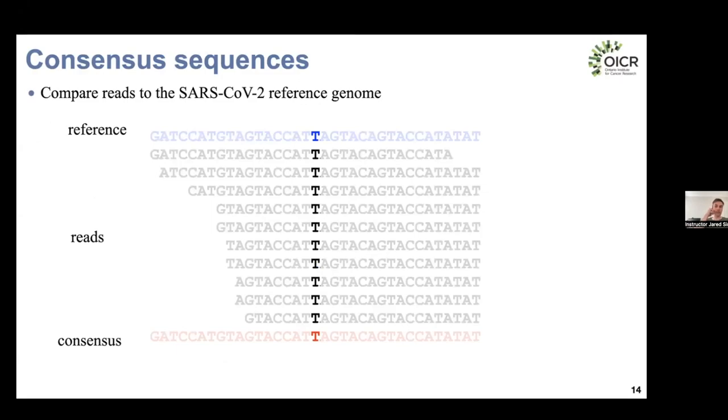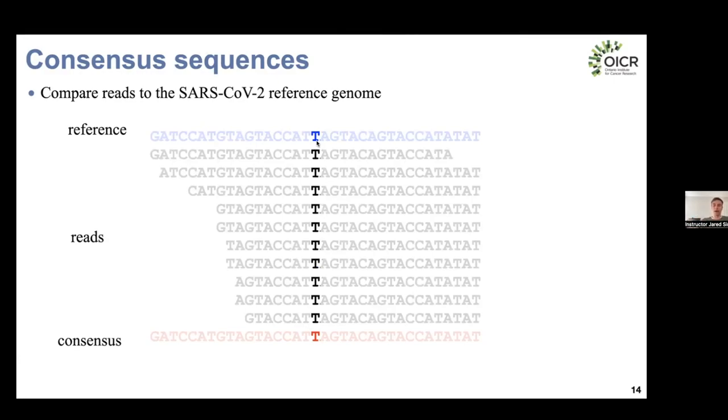Now, to determine a consensus sequence, what we're going to do is take all of the reads mapped to a certain position of the reference, like this T that I've highlighted in bold here, and we're going to look at the sequence that's present, or the base that's present in every one of these reads. And we call this stack of bases that is aligned to a certain reference position a pileup.